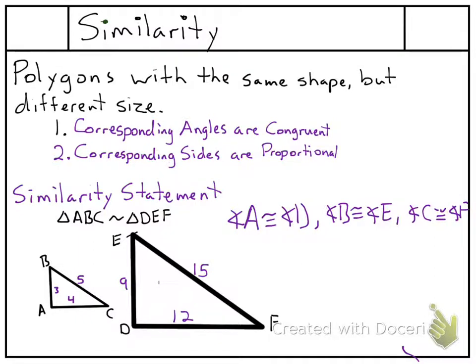Sides are proportional. Proportional means you can set ratios equal to one another. So if I said AB as one of the sides, AB is corresponding to DE. That's one ratio. BC, another side, is corresponding to EF. And then the third set of sides are AC and DF. Now, all of those are equal to each other, and that's what makes it proportional.